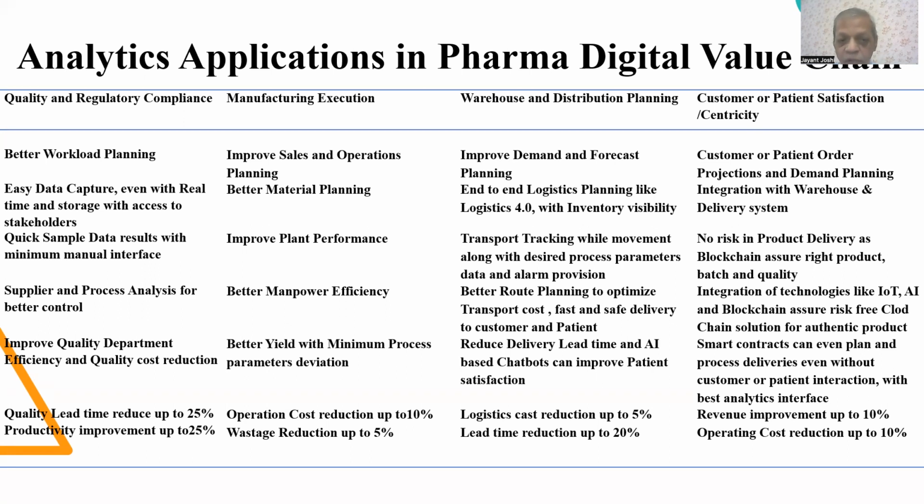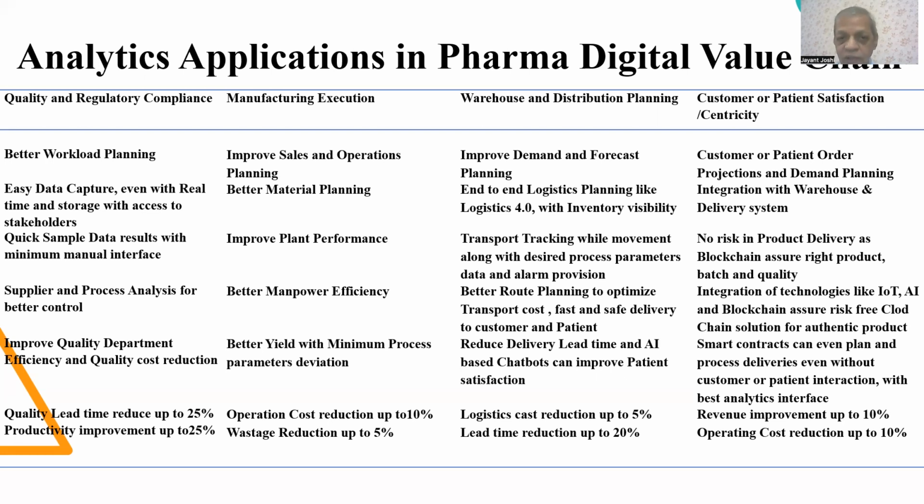And then that improves the quality department's efficiency, because utilization of the equipment, instruments, and manpower, and productivity also go up, and that reduces the quality cost. Finally, quality cost is an important parameter in the entire operation cost. And then quality lead time, basically from sample receipt to results, also goes down. It is reduced by 25%. This is of course based on our experience, and case to case it may vary. And then the productivity of the analyst also improves.